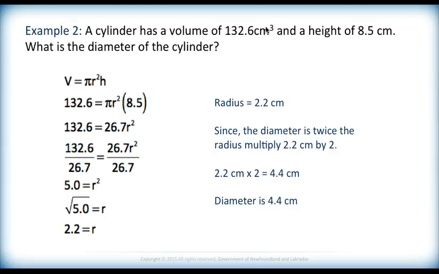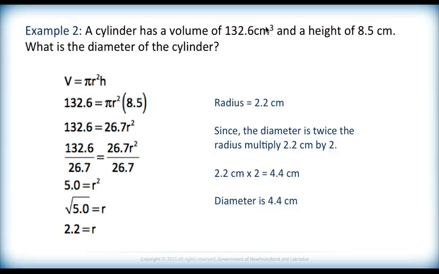First, you can look at the right-hand side to see what you can simplify. Pi times 8.5 gives you 26.7. Again, we will need to isolate the variable r for radius. You will divide both sides by 26.7. Once you do this, you'll be left with 5.0, which equals r squared.